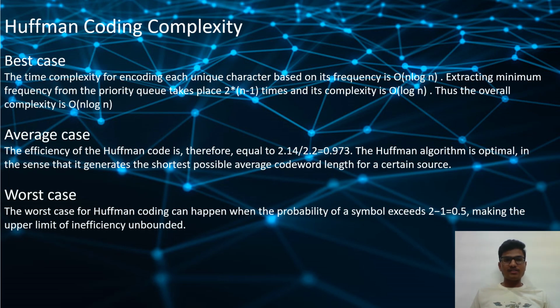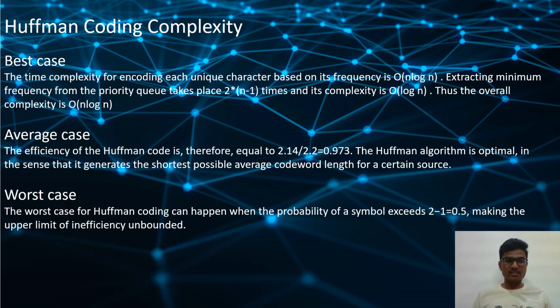Now, we will see the different time complexities of the Huffman tree. They are best case, average case and the worst case. First starting with the best case, the time complexity for encoding each unique character based on its frequency is O(n log n). Extracting the minimum frequency from the priority queue takes place 2 into n minus 1 times and its complexity is O(log n). Thus, the overall complexity is O(n log n).